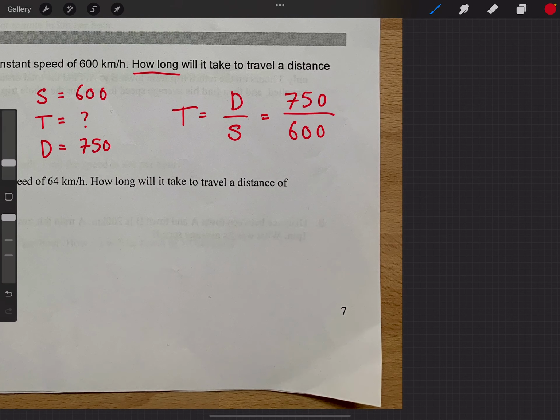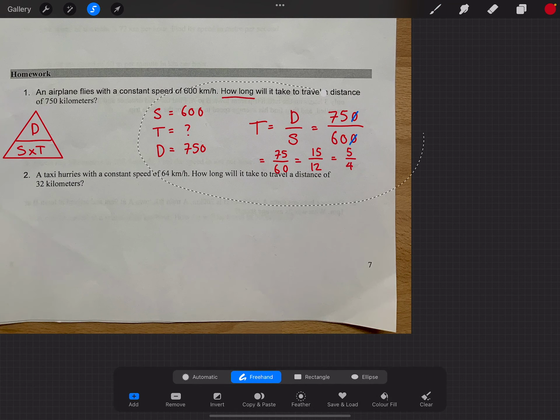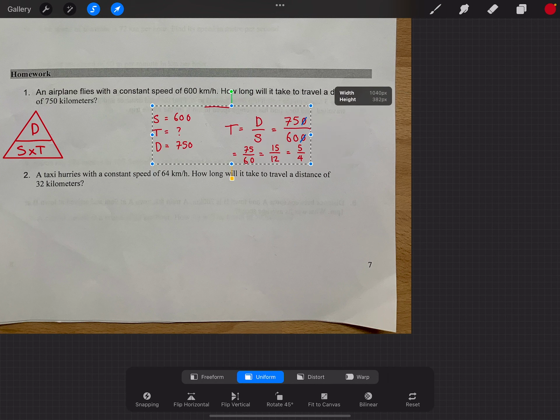Okay, simplify this. We can cross out the zeros. And we're going to have 7, so that's equal to 75 over 60. Let's simplify that. Divide top and bottom by 5. You're going to get 15 over 12. Divided by 3 this time, sorry. And you're going to get 5 over 4. So the time is going to be 5 over 4 hours.